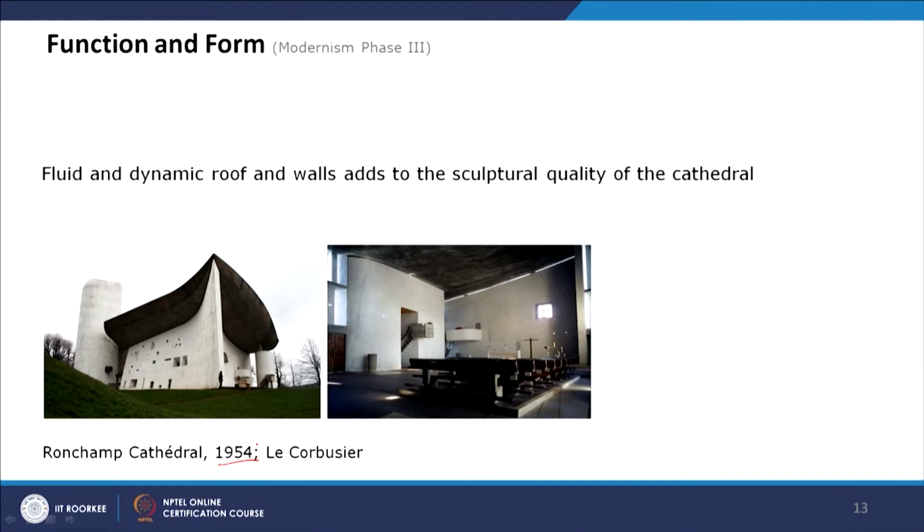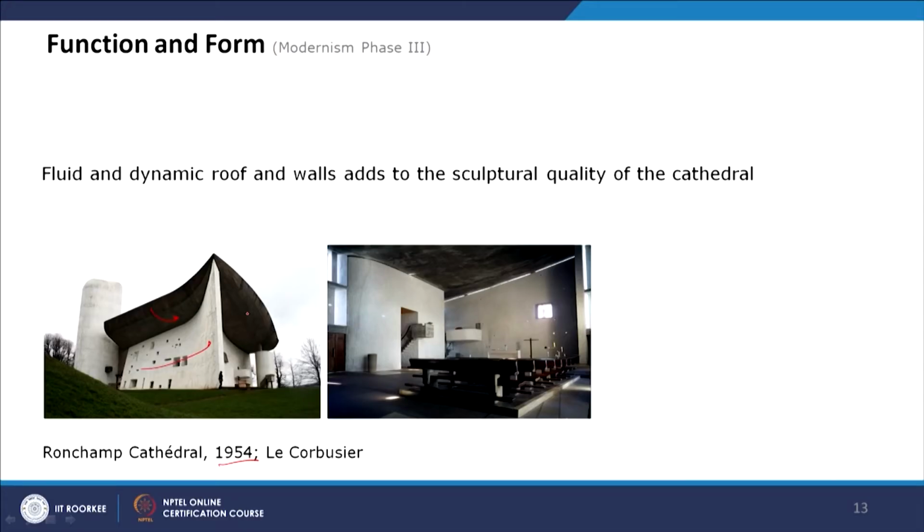Now another example within this phase is Ronchamp Cathedral by Le Corbusier, which was again designed in a similar phase, which is 1954. So here if we look at the fluidity in the wall and the roof, all the walls and roofs are not rectangles. So this has curves from all the directions. It has a curve in this direction, and this roof has a curve in this direction as well as these directions. So everything is derived from the curved dynamic movement of different plates.